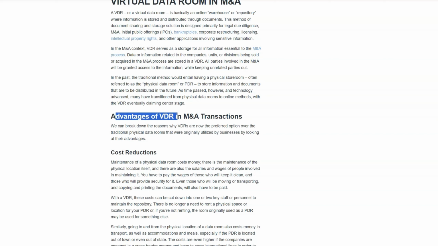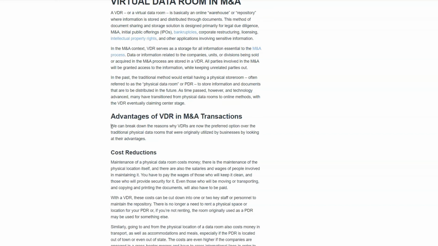Advantages of a VDR in M&A transactions. We can break down the reasons why VDRs are now the preferred option over the traditional physical data rooms originally utilized by businesses by looking at their advantages.